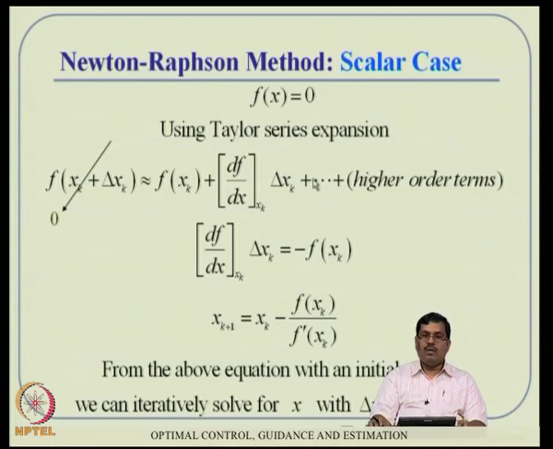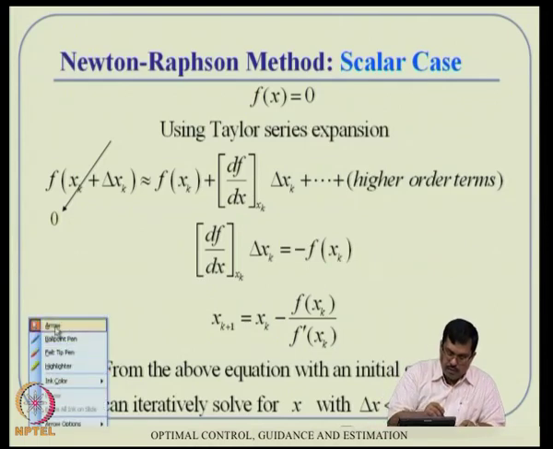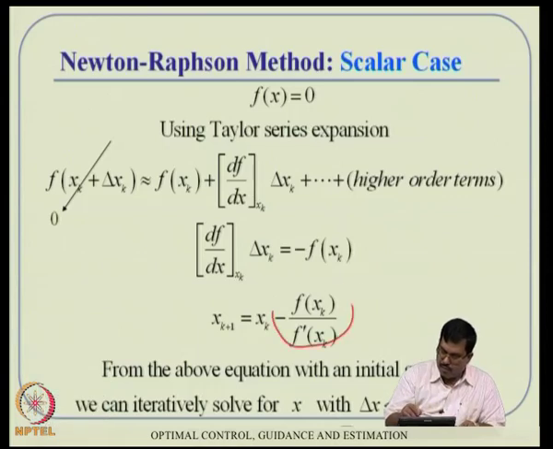Then I can relate that this particular term is 0, hence df by dx evaluated at xk times delta xk is nothing but minus f of xk, and assuming that this is f dash of x evaluated at xk, and that it is non-zero, I can do that. Delta xk is nothing but this term. Whatever term you see here is nothing but delta xk.